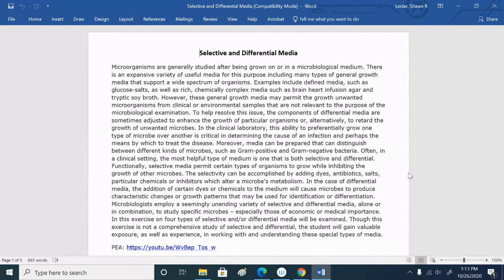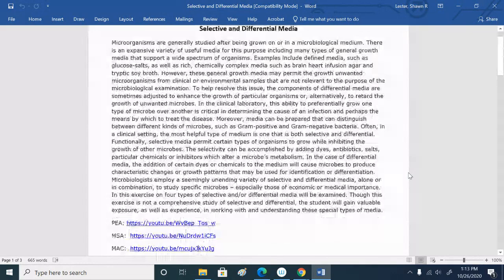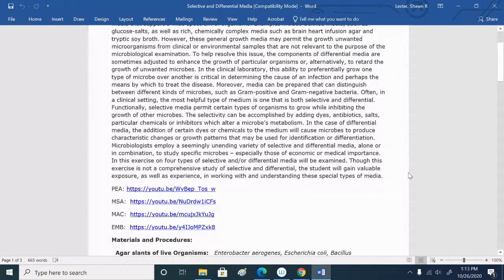Today we're talking about agar plates, so agar media. We're going to look at 4 different types of selective and or differential plates. We have PEA, which stands for phenyl ethyl alcohol agar. We have MSA, which stands for mannitol salt agar. MAC, which is short for MacConkey agar, and EMB, which is short for eosin methylene blue agar.